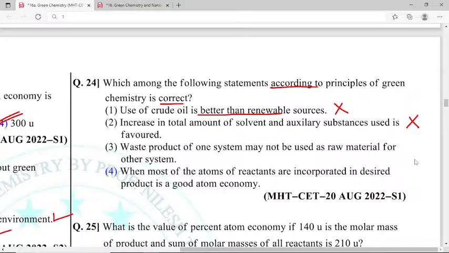Waste product of one system may not be used as a raw material for other system. No, it is not correct. When most of the atoms of reactant are incorporated in desired product is good atom economy. Yes, it is correct. Option number 4 is correct. Correct.